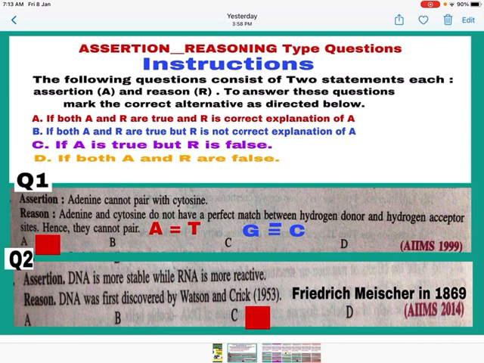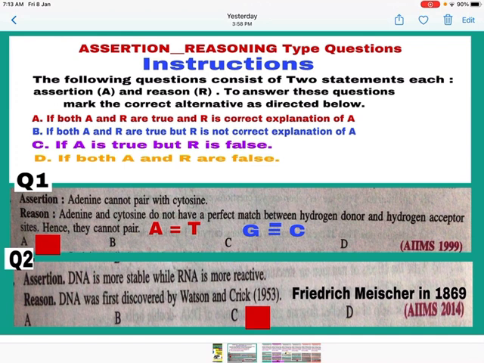Assertion: DNA is more stable while RNA is more reactive. Correct statement है ये. DNA is more stable because it has got the double helical structure and moreover it has got thymine instead of uracil as a base which makes it more stable. RNA is more reactive because it has got an additional OH group at the 2' end of its nucleotides. That's why it is more reactive. So this statement is correct.